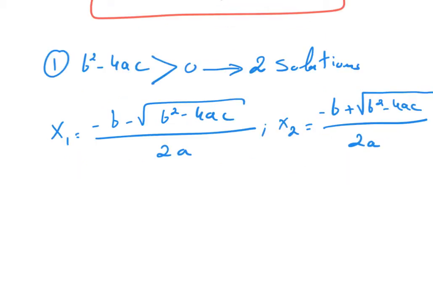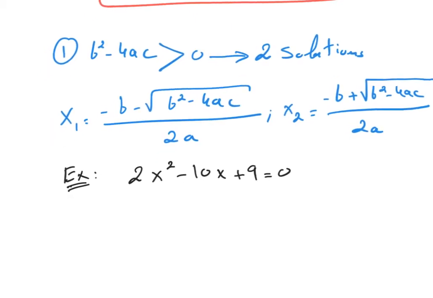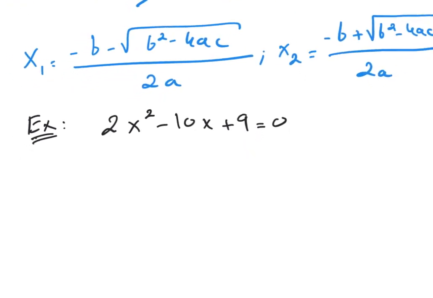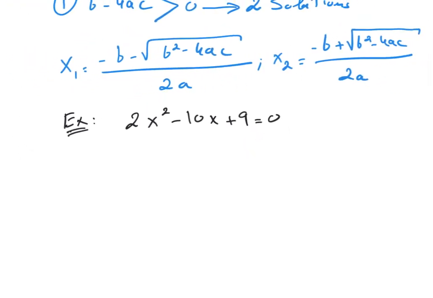So let me have an example. Let's suppose we have this quadratic equation, 2x squared minus 10x plus 9 equals 0. And I want to know how many solutions we have for this quadratic equation. I'm not going to solve it, just to know how many solutions. That's the benefit of the discriminant.